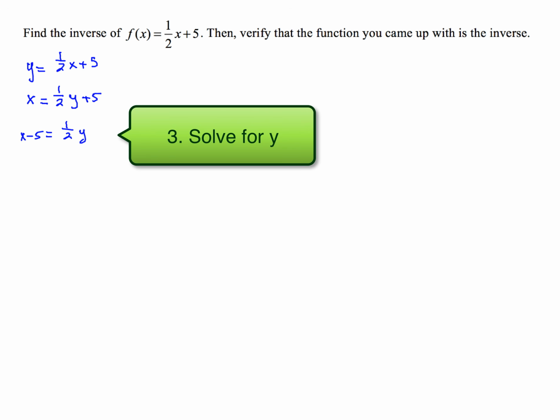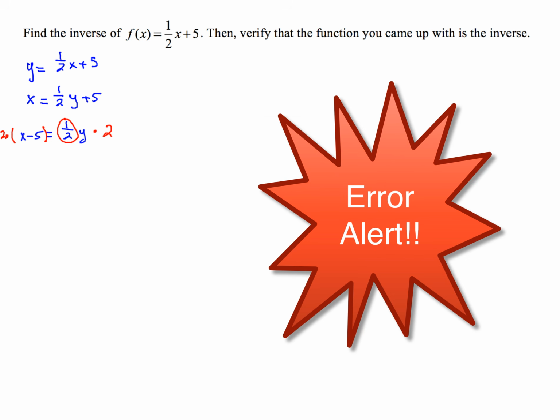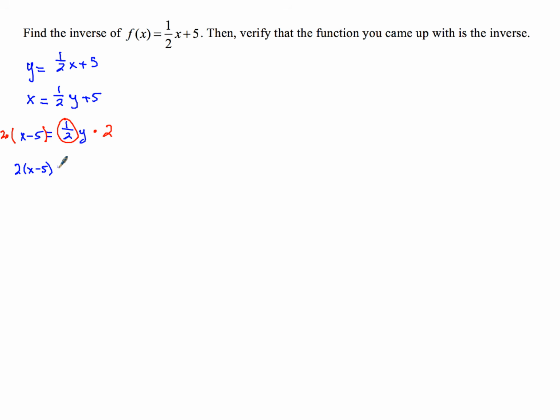Now this is where you have to really be careful with the arithmetic, because some people make this common mistake. Right here, to get rid of the 1/2, what's the reciprocal of 1/2? Well, that would be 2, so you have to multiply both sides by 2. So times 2, but you have to be really careful here, because 2 times x minus 5, that whole quantity, is going to give you the value for y. So make sure you distribute correctly. 2 times x, 2x. 2 times minus 5 gives you minus 10.